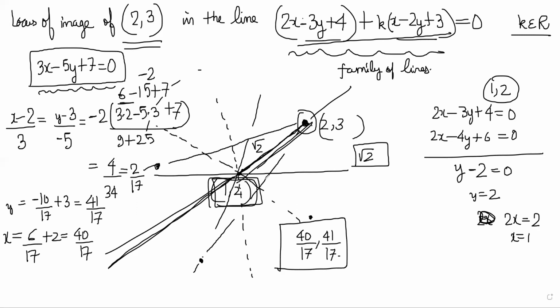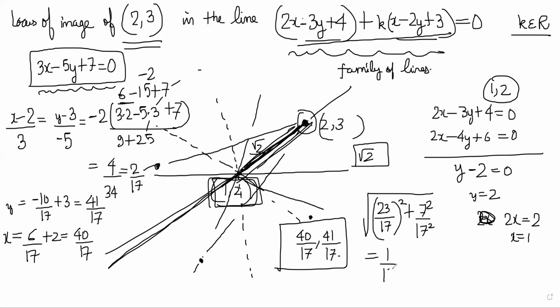And let's check the distance from 1 comma 2, because earlier the distance from 1 comma 2 of the image point was root 2, right? So if you check the distance from 1 comma 2 for this, it will be 40 by 17 minus 1, so 23 by 17 whole square plus 41 by 17 minus 34 by 17, so 7 square by 17 square. It will be 1 by 17, and this is 529 plus 49.